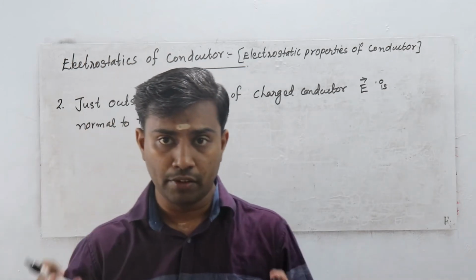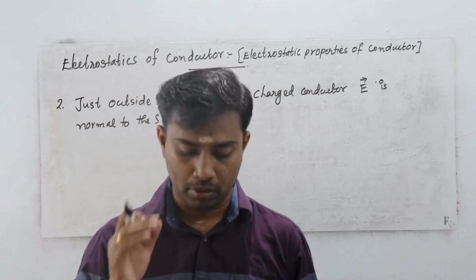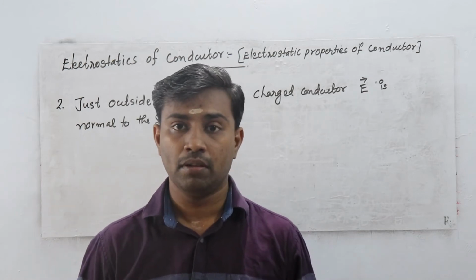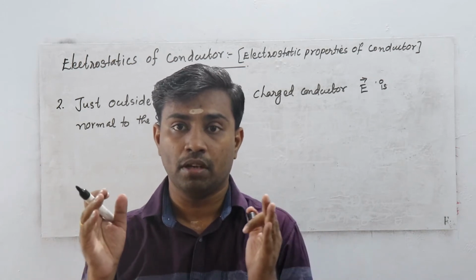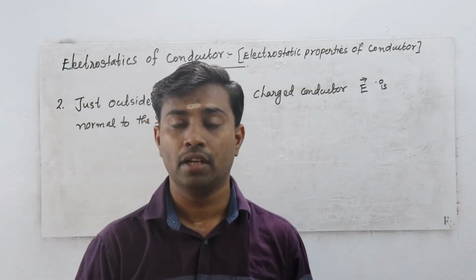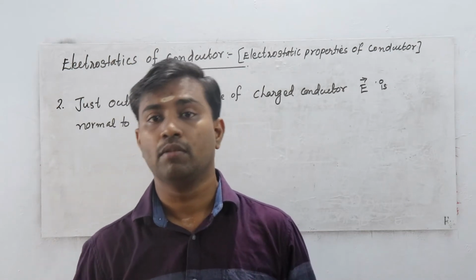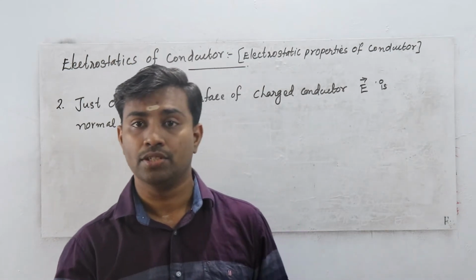If the normal component is not there, then what component will there be? There will be a tangential component.